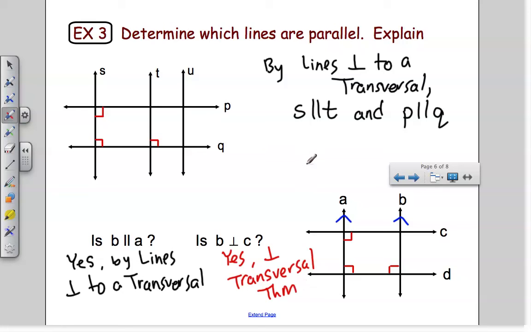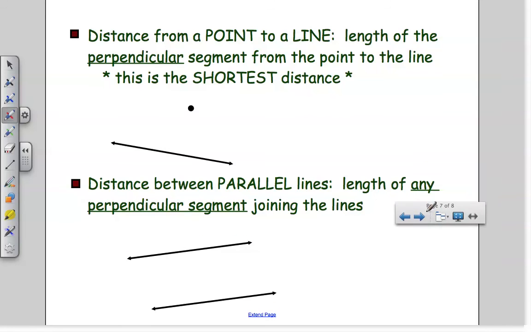So using some of those perpendicular things, talking about parallel lines and transversals. And finally, last thing we're talking about is just distance to a line from a point and distance between parallel lines. Now, anytime you're told to find the distance from a point to a line, you need to look at the length of the perpendicular segment from that point to the line, because this is the shortest distance. It's the quickest distance to get from that point to the line.